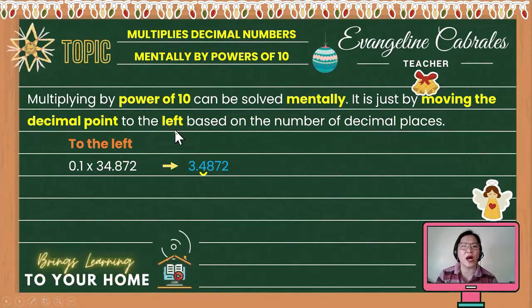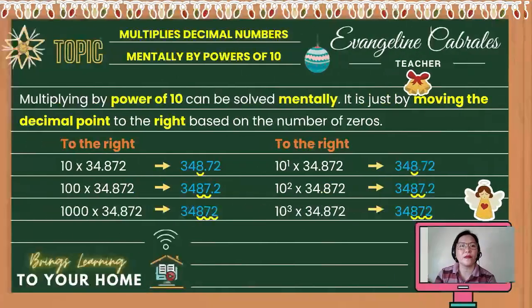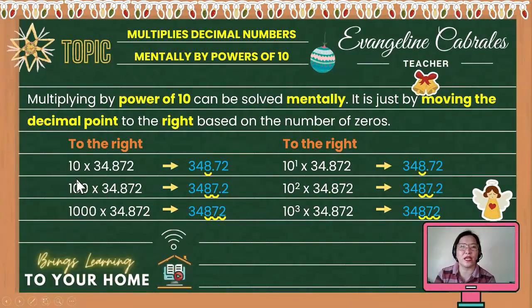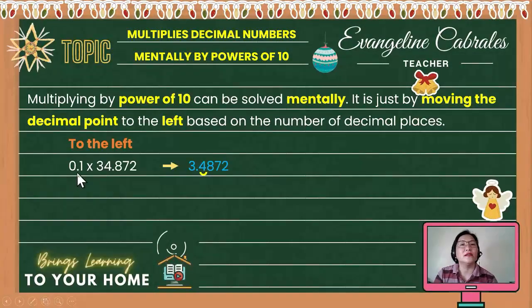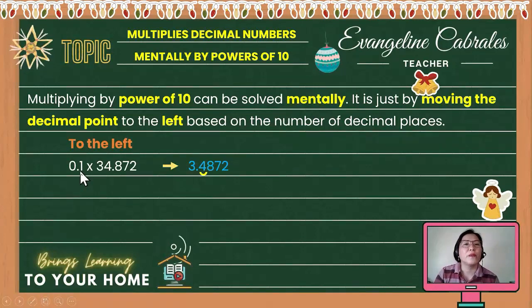Bakit papunta sa kaliwa? Kasi kung mapapansin nyo, ang power of 10 ay decimals na. Hindi na siya whole number. Yung kanina ay whole number ang powers of 10. 10, 100, 1,000. Kaya siya ay to the right. Ngayon ay decimal na siya. Ito ay 1/10. Kaya i-move mo ang decimal point papunta sa kaliwa. At paano mo malalaman kung ilang beses mo iuusod? Depende naman daw sa decimal places ng power of 10.